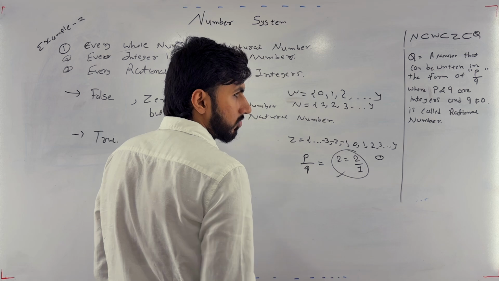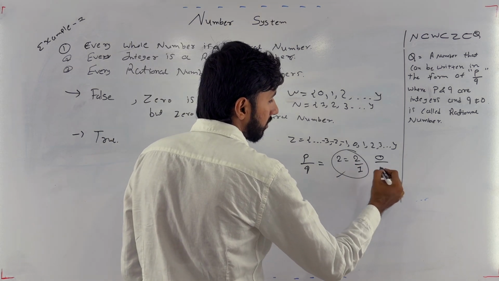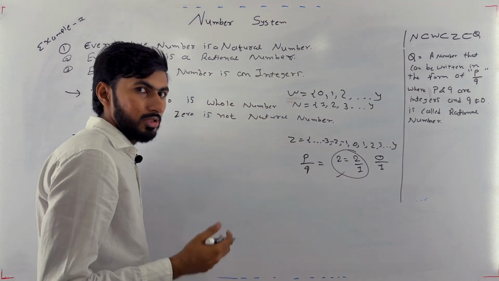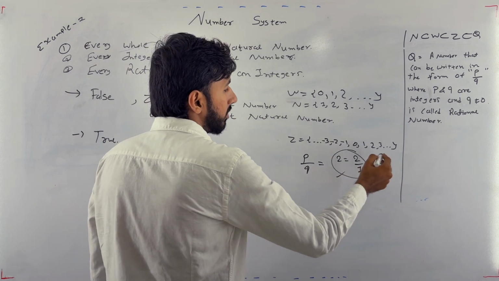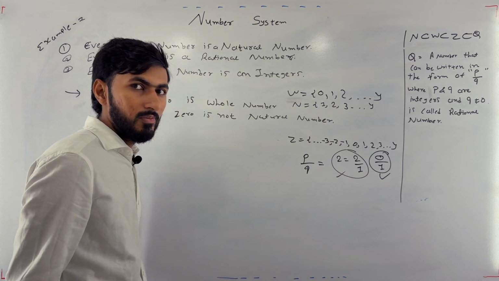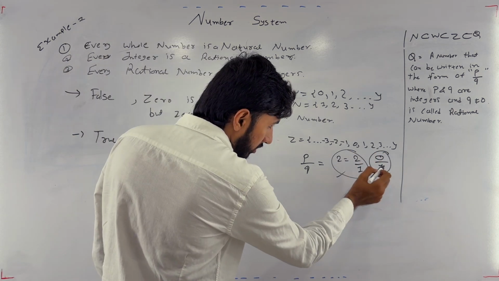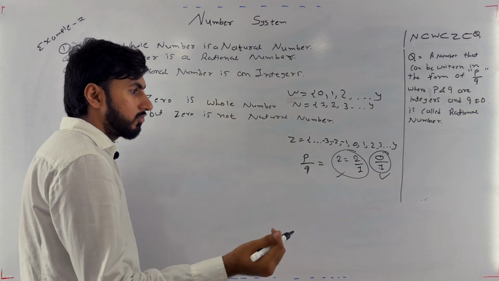Now here comes 0. For 0 you can write anything under 0, the value will be 0. But here I am writing 1: 0 by 1. That is also a rational number. It is in the form of p by q, where the denominator is not equal to 0. That is the thing we have to remember.